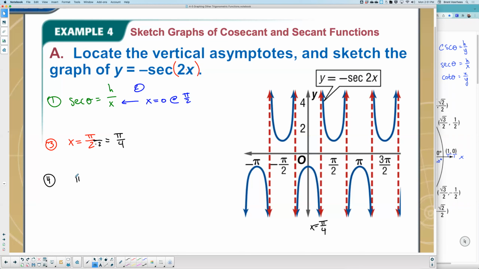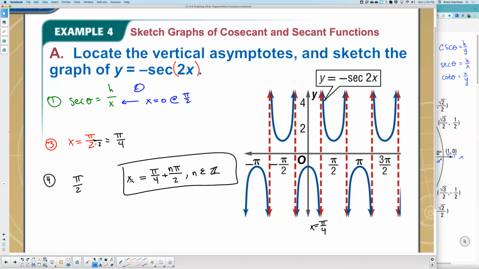So you start with pi, and then if you do have a horizontal transformation, you'll apply it. This says multiply by 2. What's the opposite of multiplying by 2? Divide by 2. So our answer when we put it together is the first asymptote is at pi over 4. All others, and I mean all others by that n, occur pi over 2 units away. Some amount of pi over 2 units away is where all others would occur. There's part A.